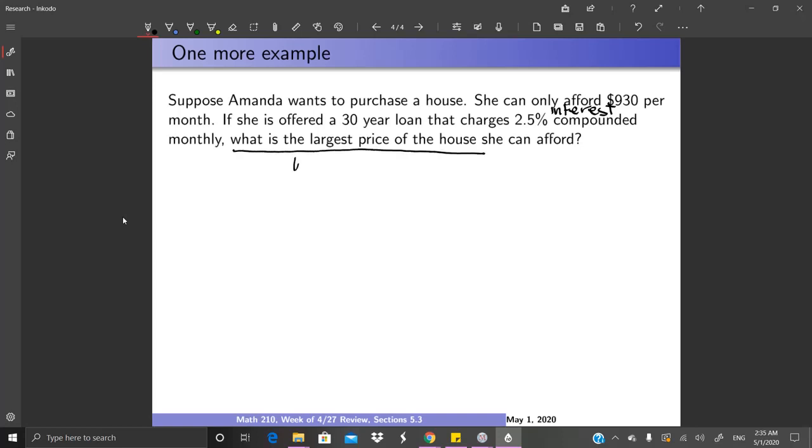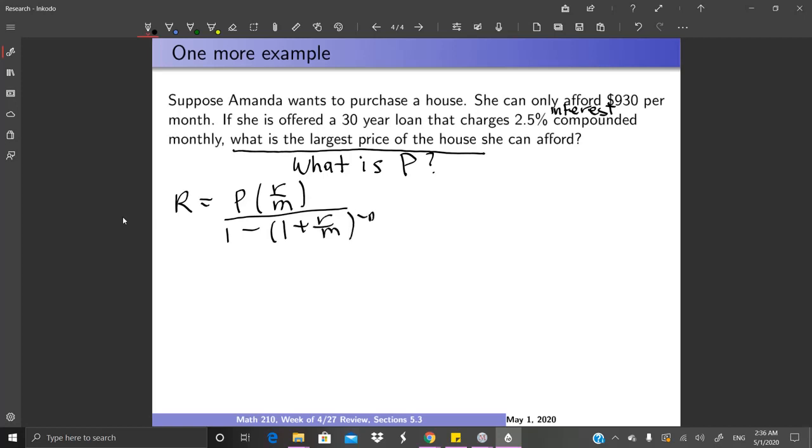All right, so what is the largest price of the house? That's another way of saying what is P. If I had to take out a loan, what would be that loan amount given that I would have to pay $930 a month? Okay, so let's set it up again. I'll write down the formula once again. We have R is equal to P times R over M, divided by 1 minus, get 1 plus R over M to the minus MT.